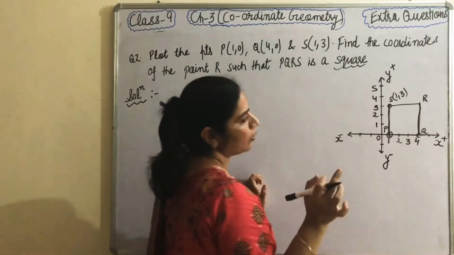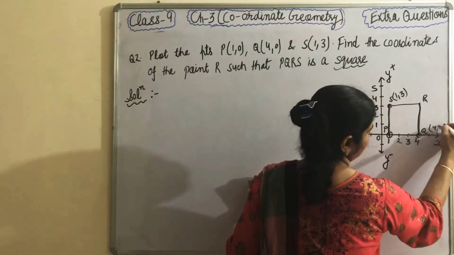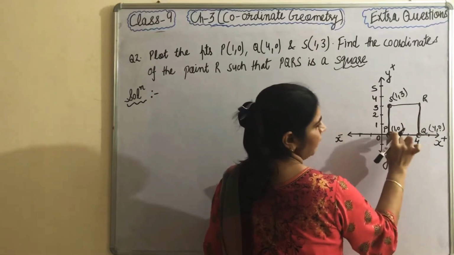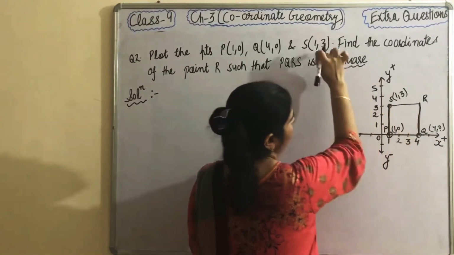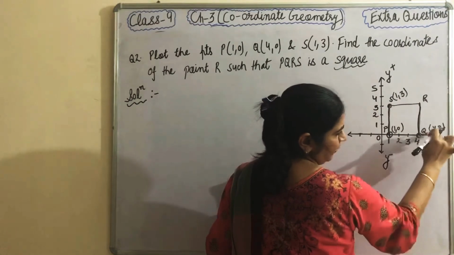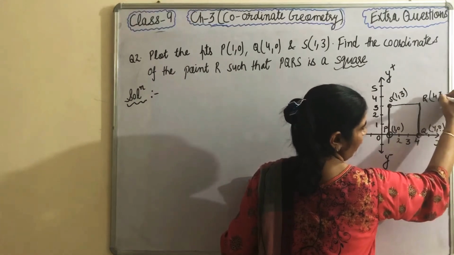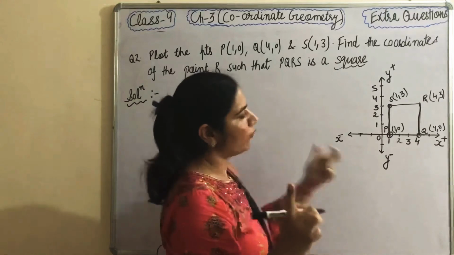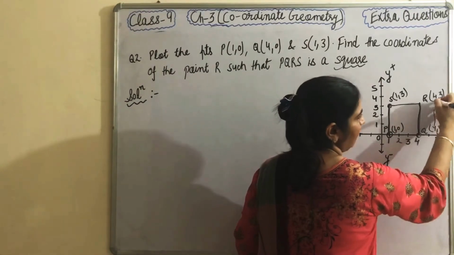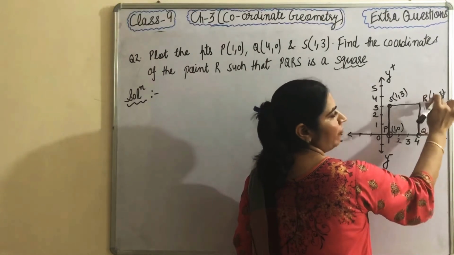How can we find the coordinates of R? The coordinates of P are (1, 0), of Q are (4, 0), and of S are (1, 3). We have to find the coordinates of R. Since this is (4, 0), this will be (4, 3). I will tell you how we took this as (4, 3). The abscissa will be the same as that of Q, (4, 0), so the abscissa of R will be 4.